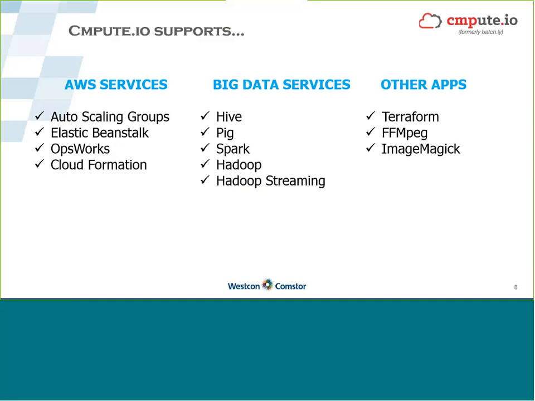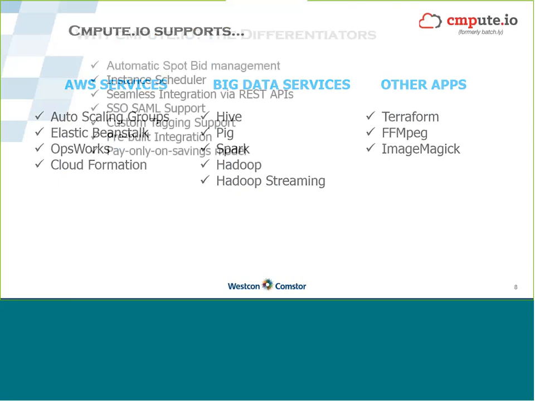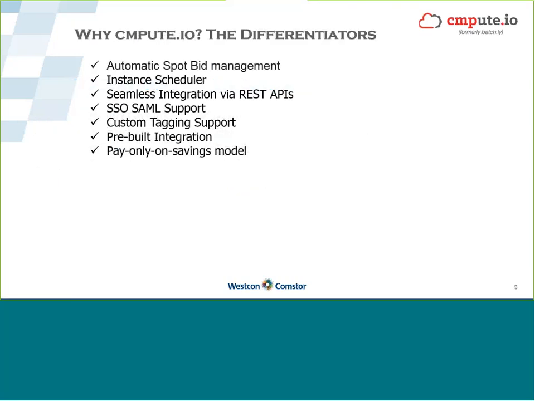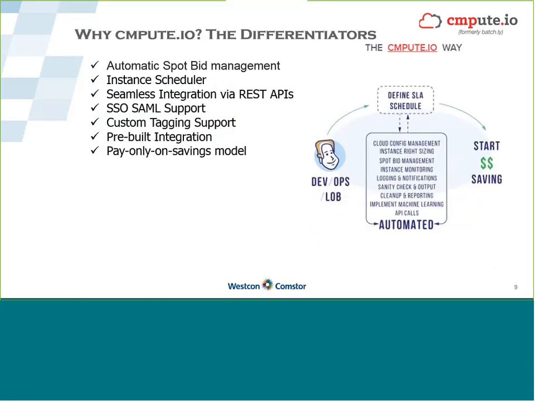So a very broad area that Cmpute IO supports. Now, why Cmpute IO? What's the differentiation points for this company? I think, put simply, the little diagram on the right-hand side gives you an indication of what they cover.